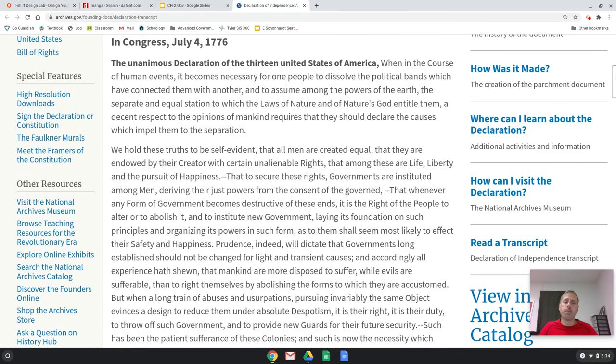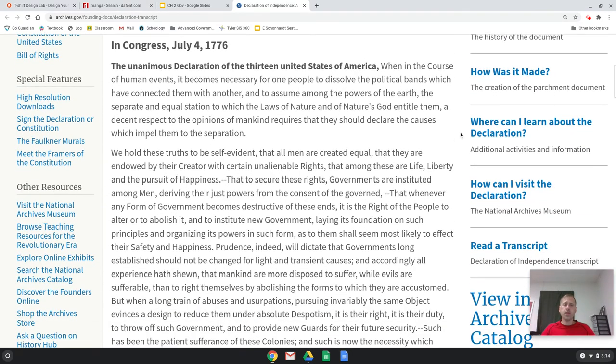Let's go back up and let's start reading this. When in the course of human events, it becomes necessary for one people to dissolve the political bands which have connected them with another, and to assume among the powers of the earth the separate and equal station to which the laws of nature and of nature's God entitle them, a decent respect to the opinions of mankind requires that they should declare their causes which impel them to this separation. So what Jefferson is saying right here is that if we are going to dissolve the political bands, if we are going to break away, we need to state our reasons. It is required that they should declare their causes. So we have to state our reasons.